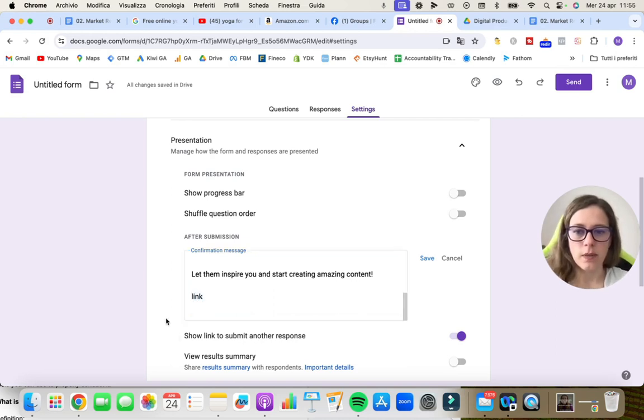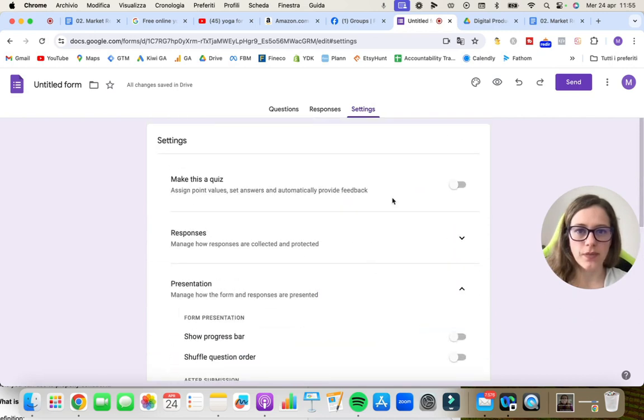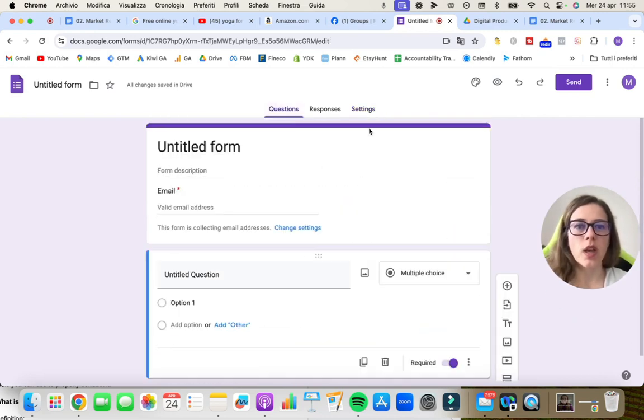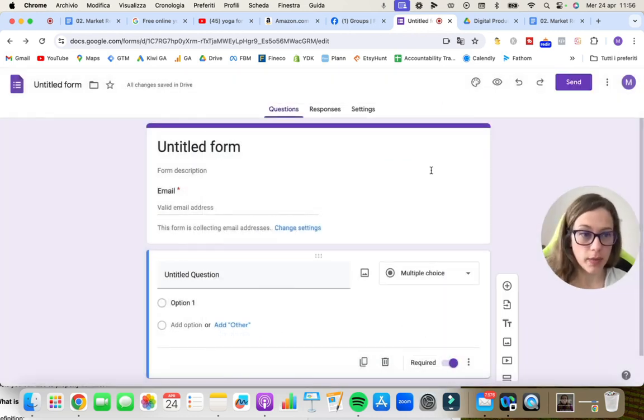Show link to submit another response, we just leave it. And that's it. You click on send, and then you send a test to your email address. You put your email address and click on send. Then you go to your inbox, you open it and you see how it looks. And you check as well if the settings are set up correctly and you get the freebies as well.